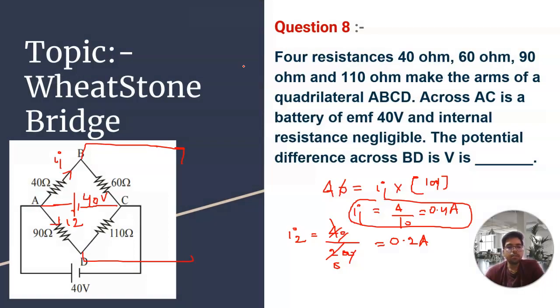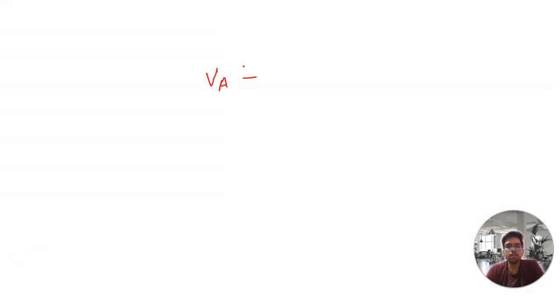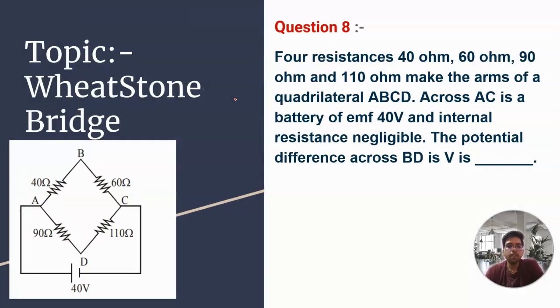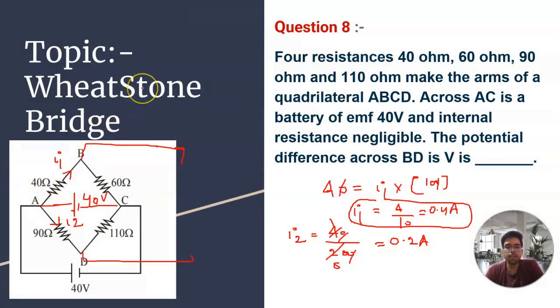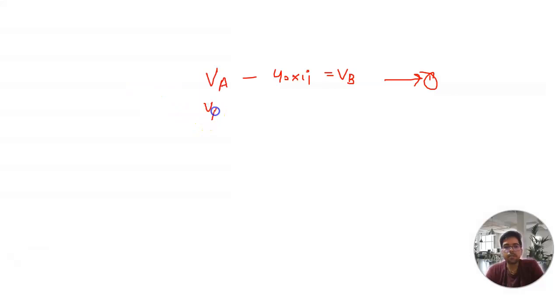See here, VA from A to B. Take the potential at A as VA, minus 40 into I1. Then this much is left at B. This much money you have, this much you have spent, then how much is left? VB. Clear equation first. Similarly apply Kirchhoff's law from A to D. So VA minus 90 into I2, then this much is left at D.